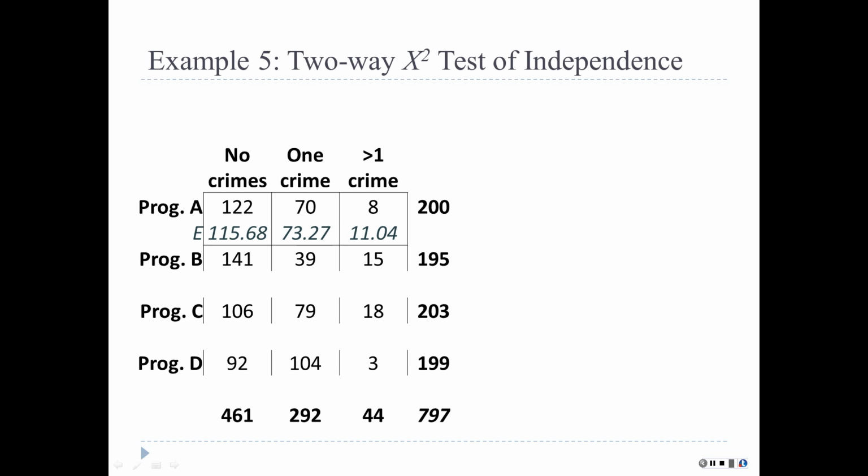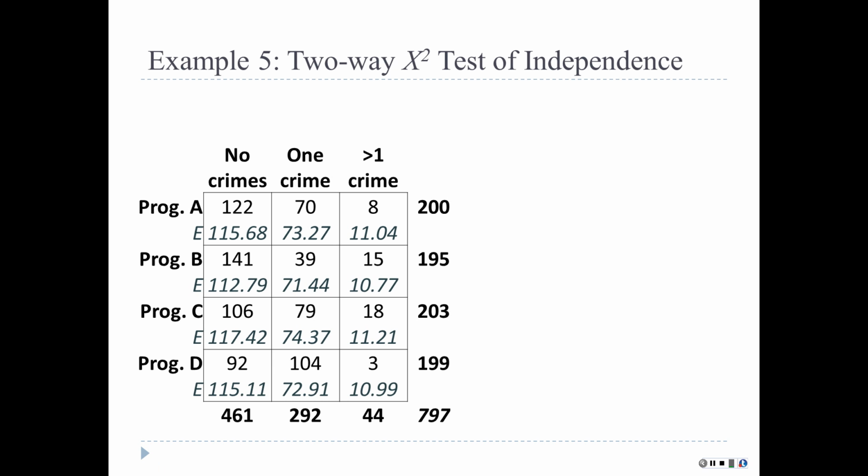We're getting pretty close for program A. Program B looks fairly close, but the 39/71, that's kind of a deviation there. And then program C doesn't look too terrible. Program D, oh, they've got a bit of a problem there. That's like 30 difference. So it's going to be a big difference.